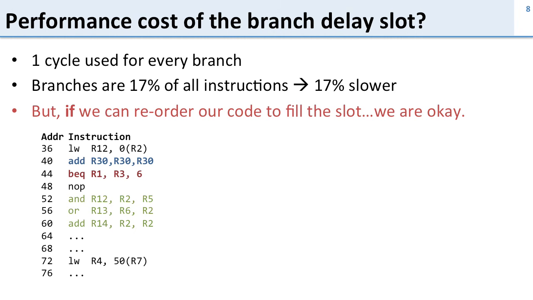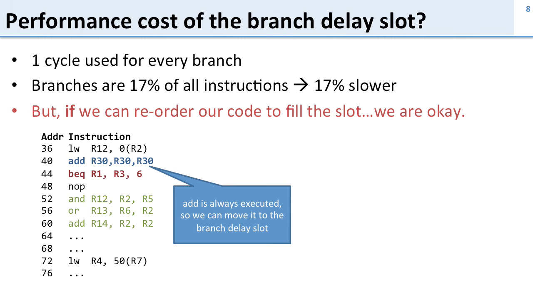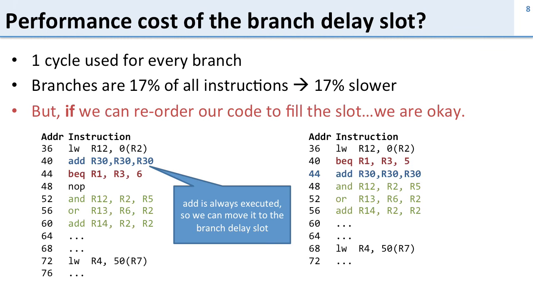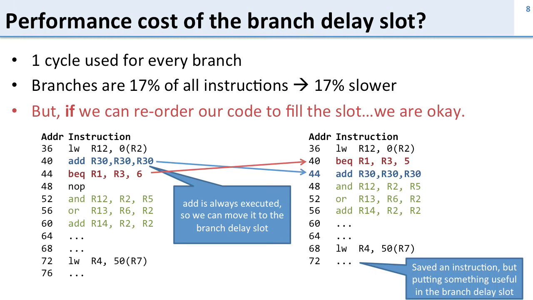So here's some code that we have, and you can see we have an add instruction and a branch instruction. Now the add instruction here is always executed, and it's independent of the branch. So it doesn't have to happen before the branch. So what we can do is move that add instruction to somewhat later and put it in the branch delay slot. So here's the code where we've done that. We've taken the branch instruction and moved it up 1, and that allows us to take the add instruction and put it in the branch delay slot. Because we put something useful in our branch delay slot, we've now reduced the length of our code. We saved 1 instruction by filling that no op in the branch delay slot with something useful.